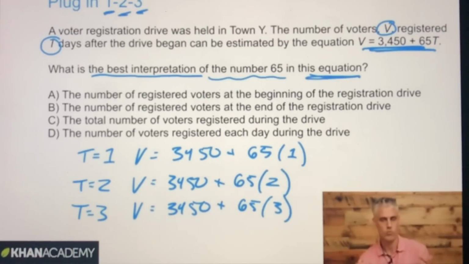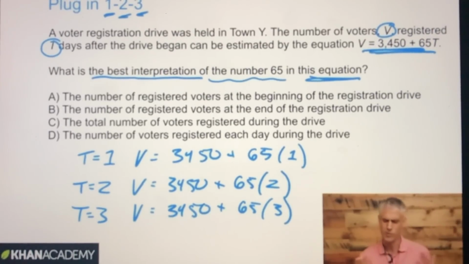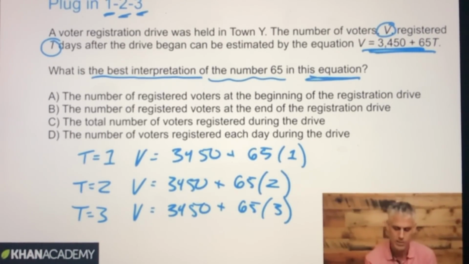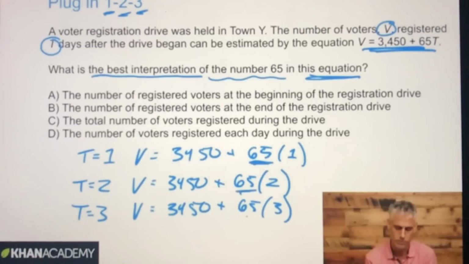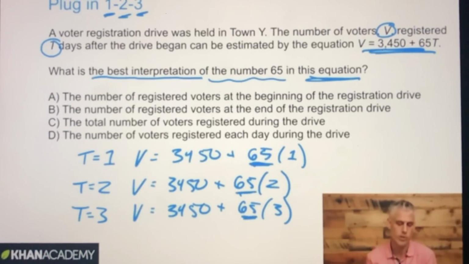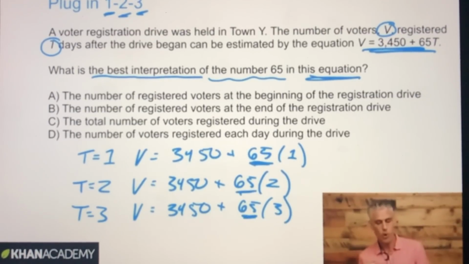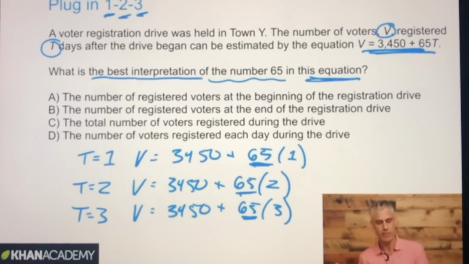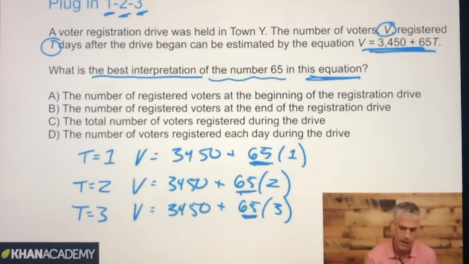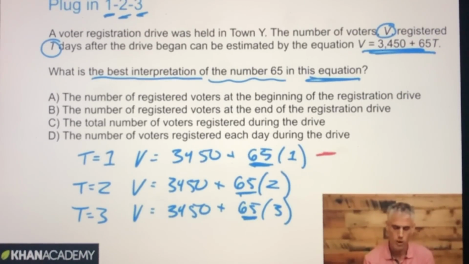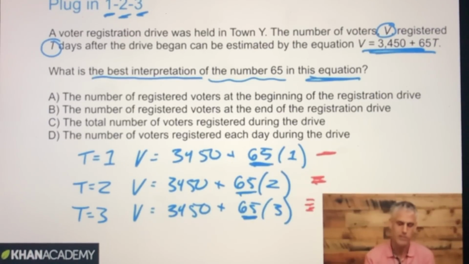And so what's happening here? Start looking at the choices. Like, what is that number doing? What is this number 65 doing? When we look at the choices, it seems to be increasing each day. The total number increases by 65. Right? The first one, we have 65. Then we have 2 65s. Then we have 3 65s.